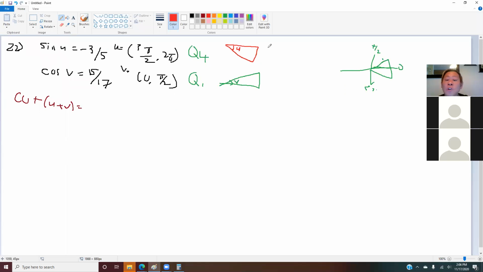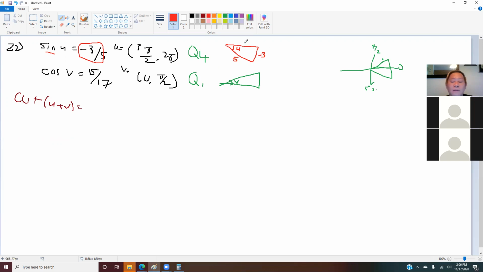And you have to use your SOHCAHTOA to figure out this triangle. So when you have sine, sine is what over what? SOHCAHTOA. Opposite over hypotenuse. So it will be negative 3 is the opposite, and hypotenuse is 5, right?